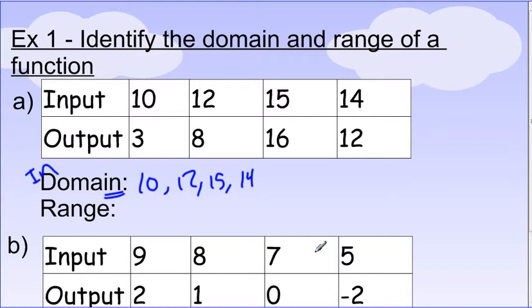The range is the output. So that would be the 3, 8, 16, and 12. We don't know how it's getting that. It's just some magic machine. It spits out answers, but that's what it got for the output. So domain is the input. Range is the output.